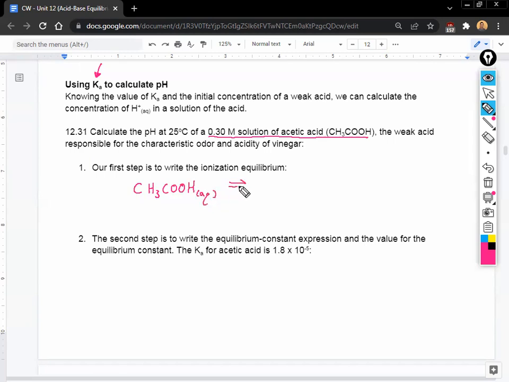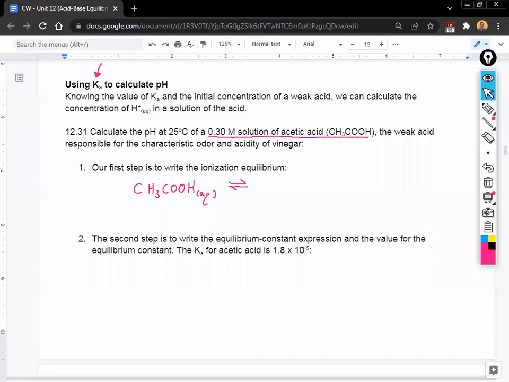Okay. And I want you guys to do the equilibrium. I want you guys to write the products. So this is an acid, so it's going to dissociate and release H+. So I want you guys to take about 30 seconds, shouldn't take too long, to write the products of this equilibrium. Okay? Take about 30 seconds to do that.